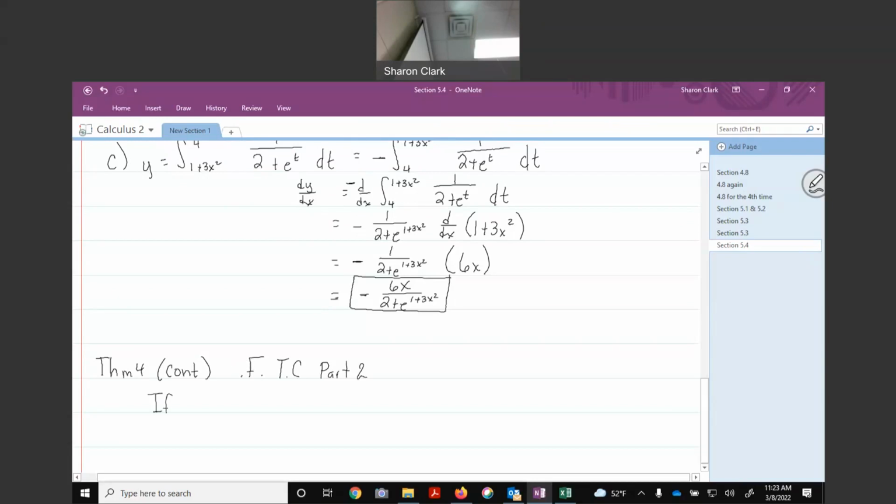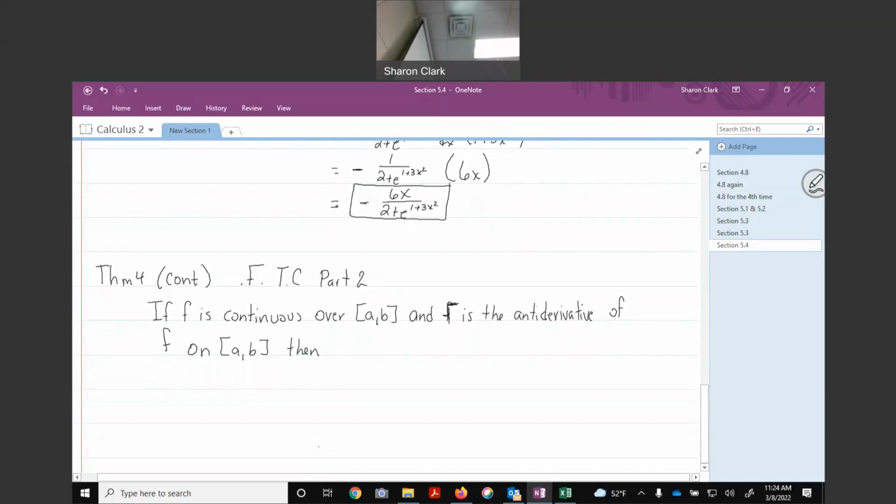It says if little f is continuous over AB, and big F is the antiderivative of little f on AB, then the integral from A to B of little f of x dx equals capital F of B minus capital F of A. And if you remember, that's how we calculate definite integrals. That's what we did yesterday.